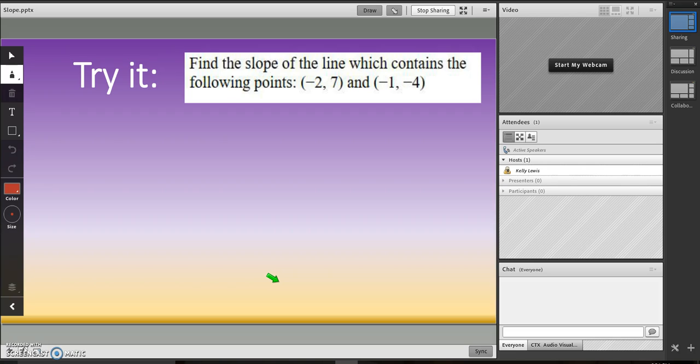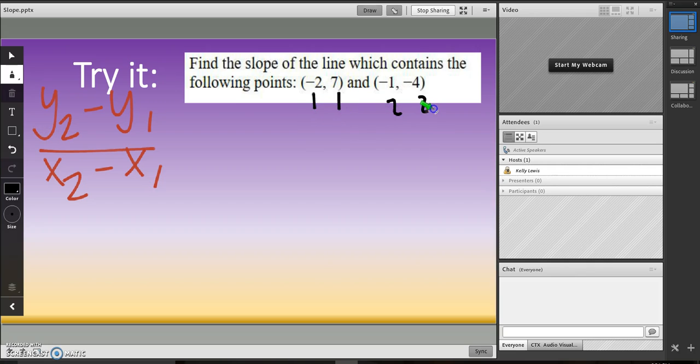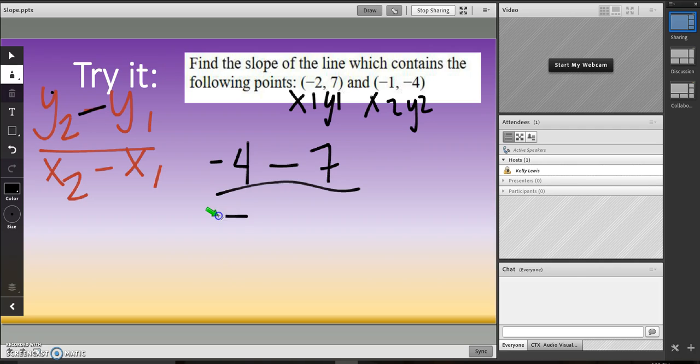All right, here we go. 2 other points. Okay, y2 minus y1 over x2 minus x1. Again, I'm going to give you this formula. This is the first set. This is the second set. The first numbers are the x's, and the second numbers are the y's. It goes in ABC order. Okay, so according to our formula, it goes y2, so negative 4. Then there's a minus sign, and then it says y1, so that's 7. And then x2 is negative 1, and then a minus sign, and then x1, so negative 2.